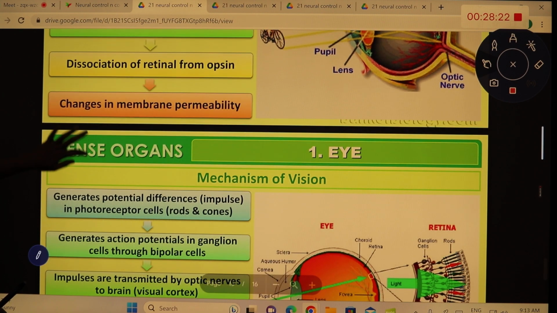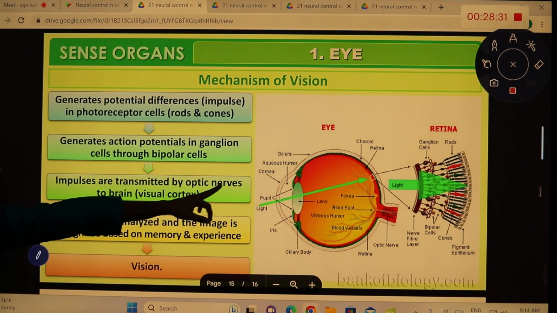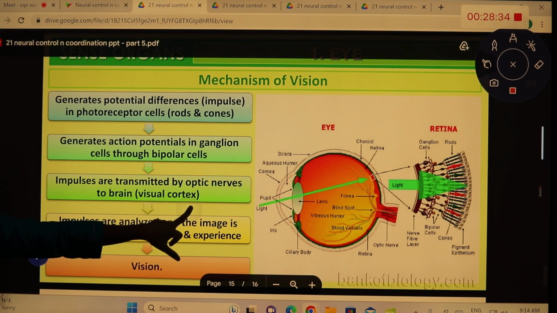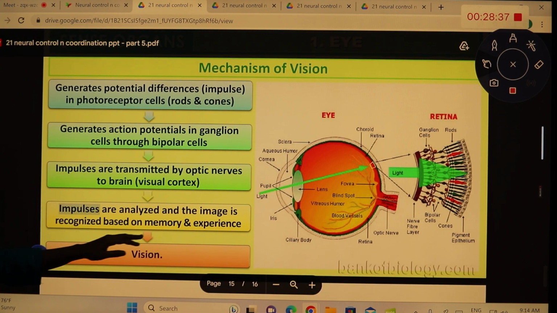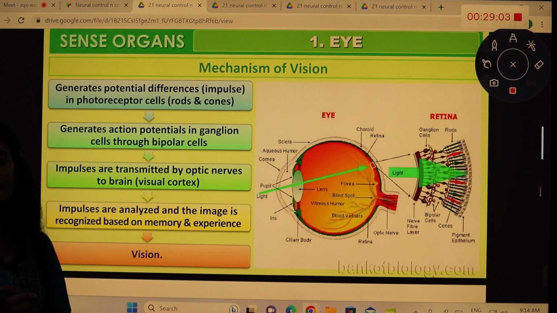So you can see it generates a potential difference in the photoreceptor cell. It generates an action potential. Impulses are transmitted by the optic nerve to the brain, the visual cortical region. Impulses are analyzed and the image is recognized based on memory and experience. You see someone, even if you saw them 10 or 15 years ago, somewhere we have seen them, right? So your brain is still processing where you saw them, when you saw them. Your brain is such a beautiful part. Your eyes and brain are extremely connected with each other. Everything will be stored in your memory. Finally, you will be able to see a person.